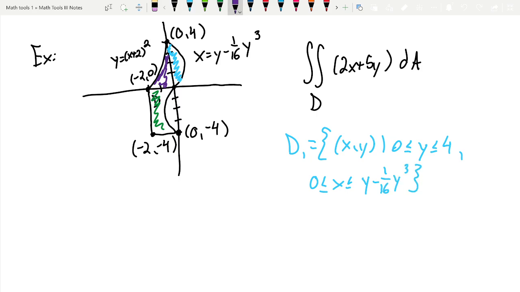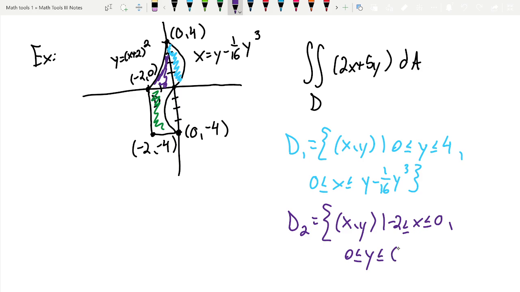Okay. So then D2 was the one I started to write out. Okay, so for that one, x is going to be between -2 and 0. And then y is going to be defined by this function. So it's going to be bounded by 0, and then whatever value this function is at whatever point.